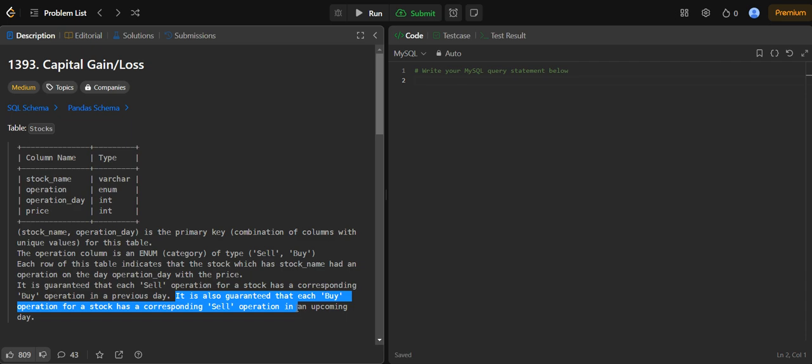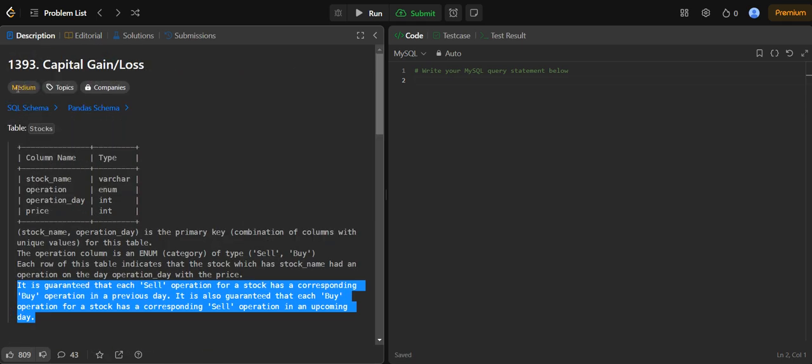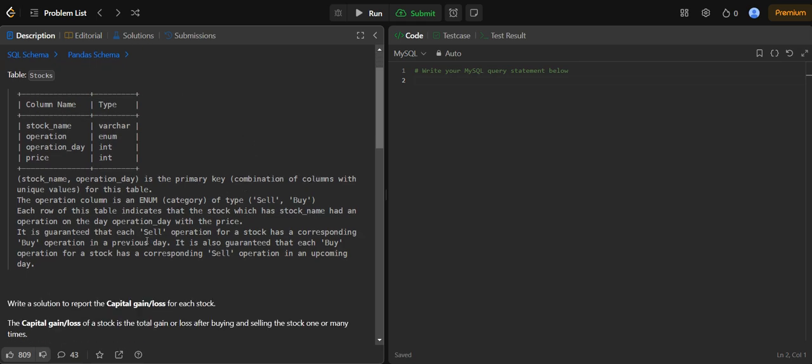So we can be sure, this is an important part of the problem. It is guaranteed that the sale operation for a stock has a corresponding buy operation. Because if this was not given, this might have been a difficult problem. But because of this it became a very easy problem. Although it says that it is medium, it is actually a very easy problem.